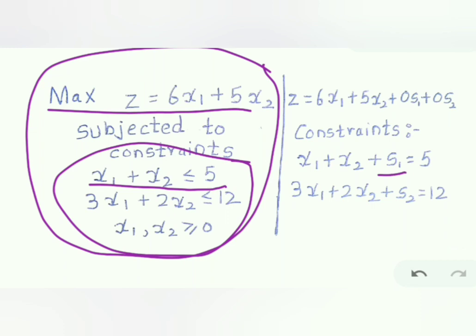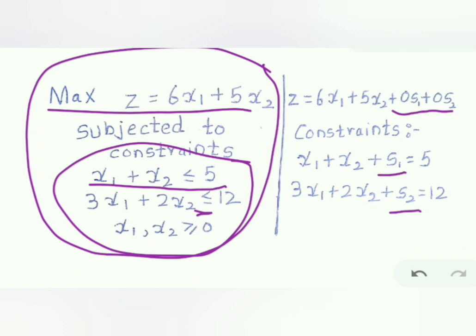Similarly here something should be added, right? So I am adding s2. So two variables I have added, s1 and s2. But are s1 and s2 going to affect the objective function? No, we are adding them for our understanding. The slack variables have no role in changing the objective function. So what will be the coefficient of s1 and s2? 0. Both of them will have 0 coefficient. Okay, so let us move.